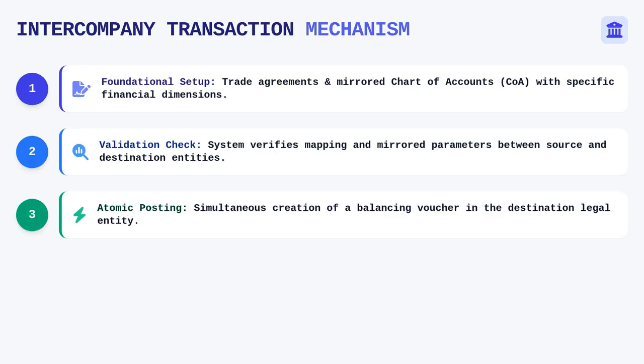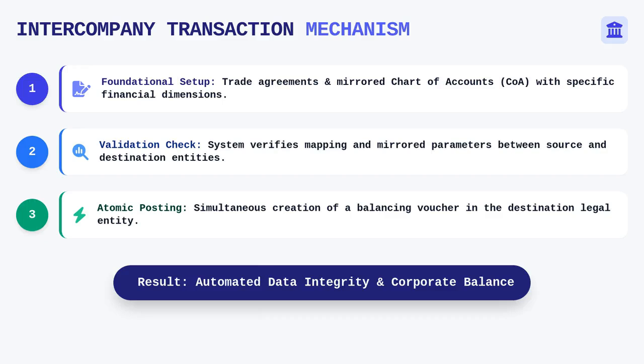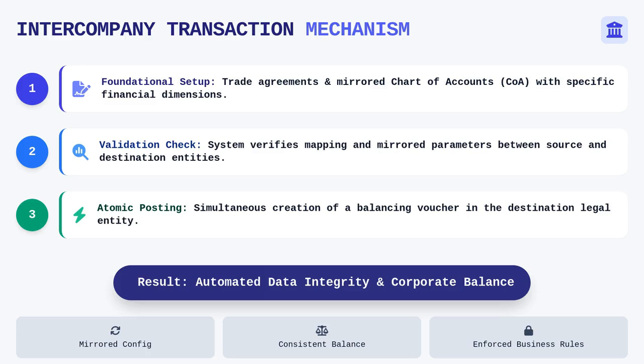If the mapping is valid, the posting process creates a balancing voucher in the destination legal entity in the exact same moment. This atomic nature of the transaction ensures that the ledger remains in a state of consistent balance across the entire corporate structure at all times. It is a classic example of automated data integrity, where the system enforces business rules to prevent out-of-balance conditions.